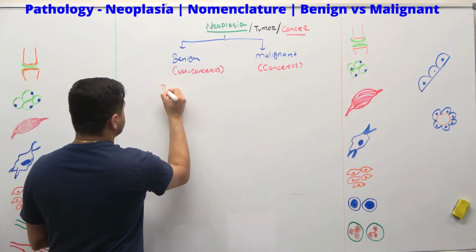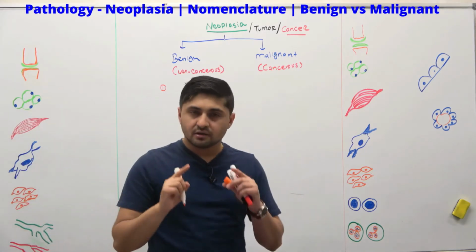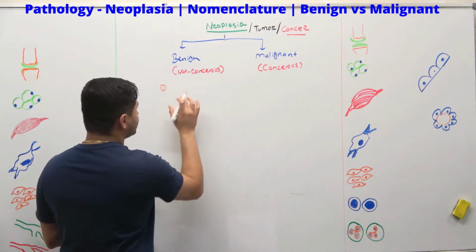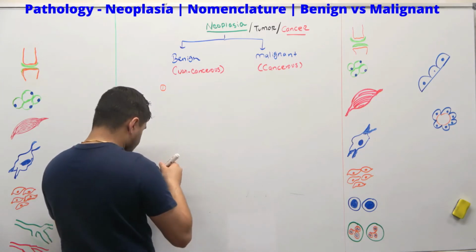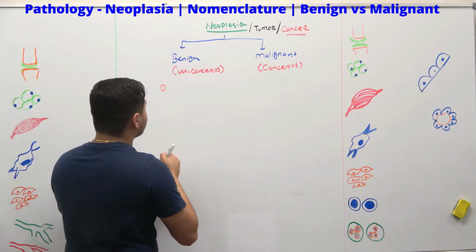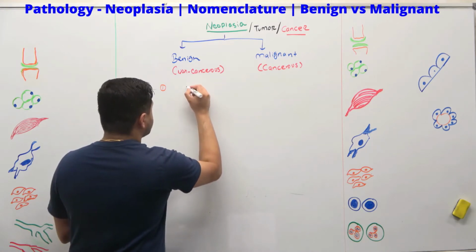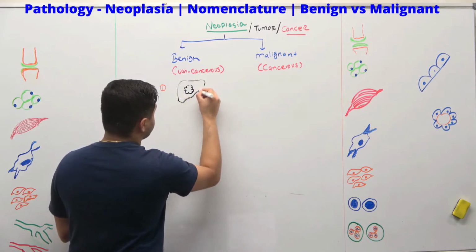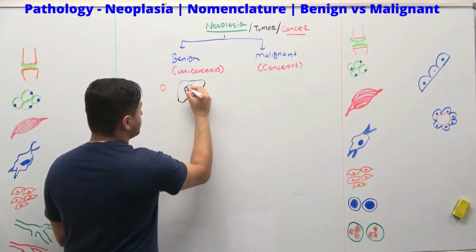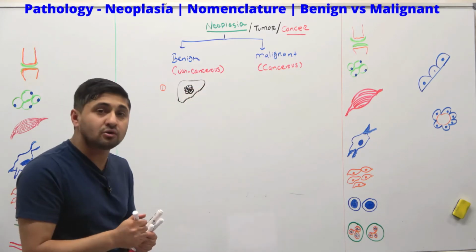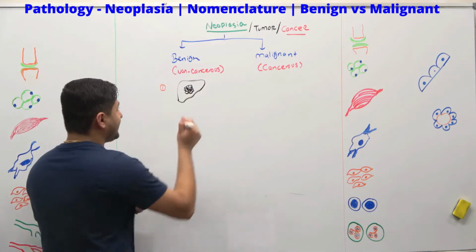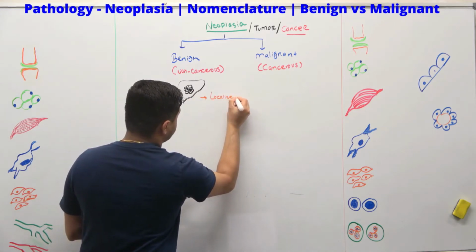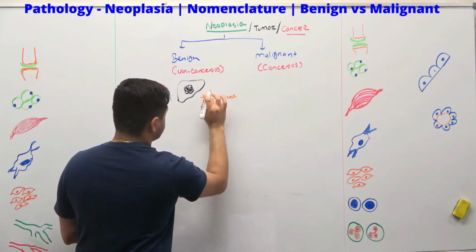So one of the concepts whenever we're talking about the benign: these are neoplastic tumors, but these are localized tumors. Let's say this is a liver, and this is a localized tumor of the liver. So this is an abnormal but localized mass. One of the characteristics is that it's localized.